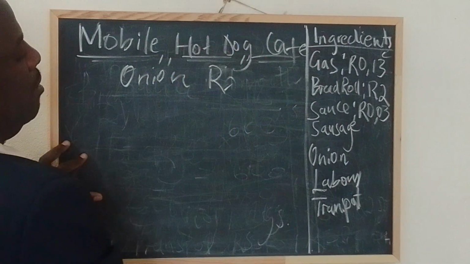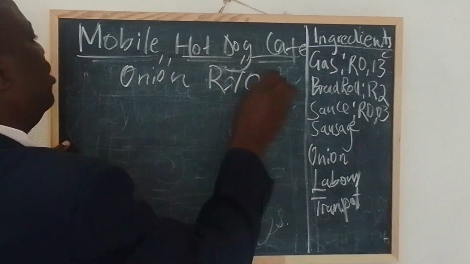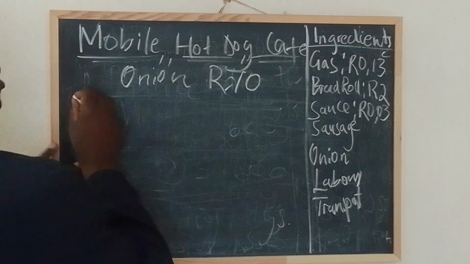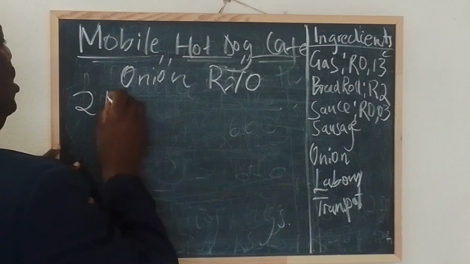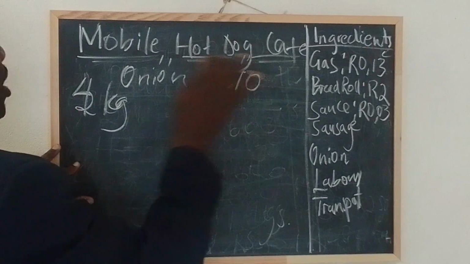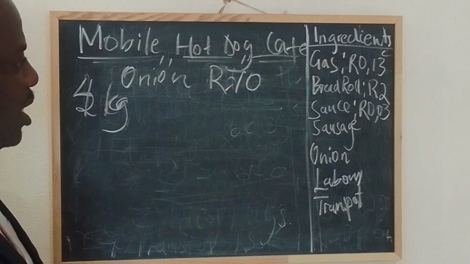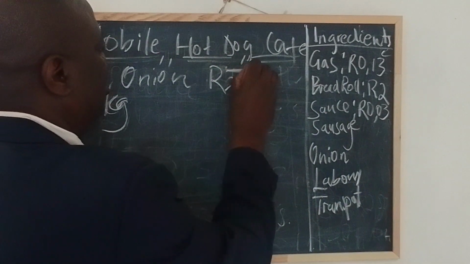Suppose we are buying 70 rands worth of onion per week. Say it's 2 kg. Let's say it's 4 kg. We are using 4 kg of onion and we buy 4 kg, 70 rands per week. How many hot dogs do we make per week?